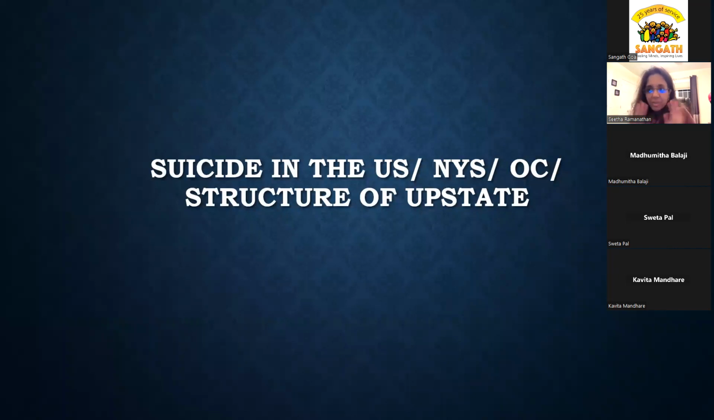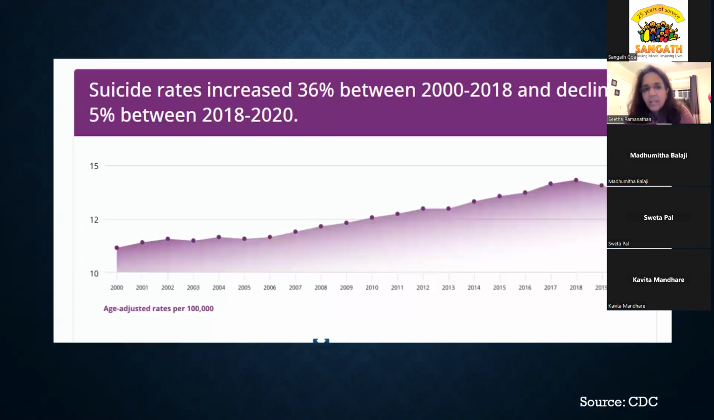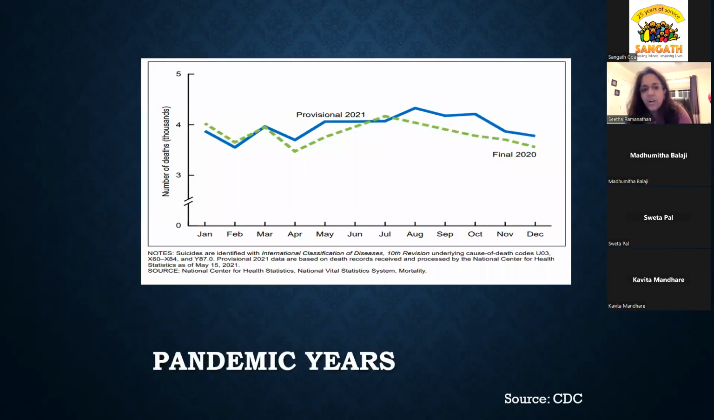We'll start off with an overview of what's happening in the United States. We'll narrow it down to New York State, Onondaga County, where we are located, and how we are at Upstate. As you all know, suicide rates have been steadily going up. They started going down in 2018 and 2019, but then in 2020, we saw another rise. The great thing is that it's not gone up very high, but we know the 2020 numbers are not very accurate. We also don't know what 2021 looks like.